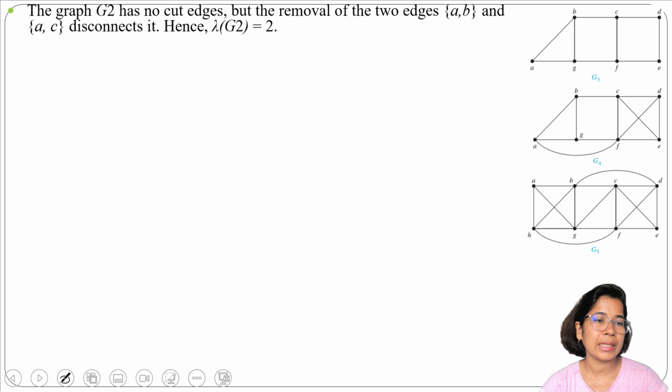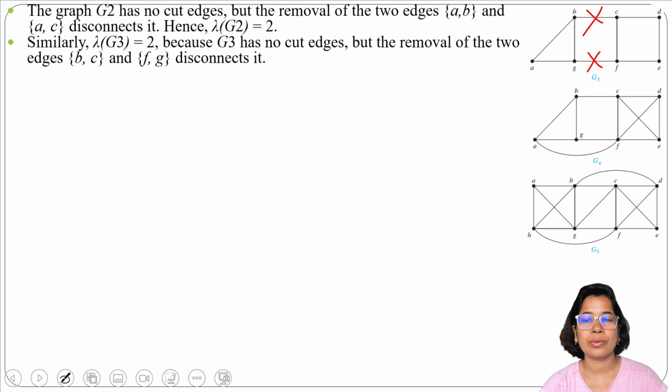Next check G3. To make G3 disconnected, we can remove BC, GF. So we are removing two edges to make this graph disconnected. That's why edge connectivity is 2. You can remove CD, FE, or simply remove AB, AG.